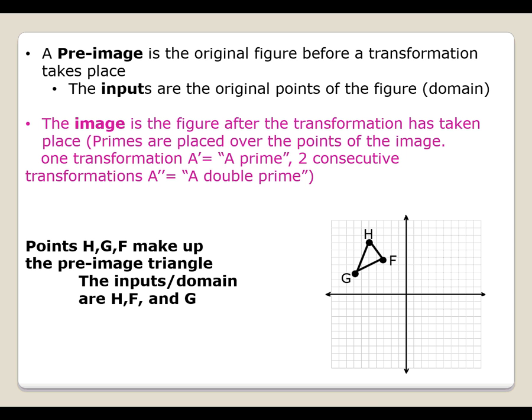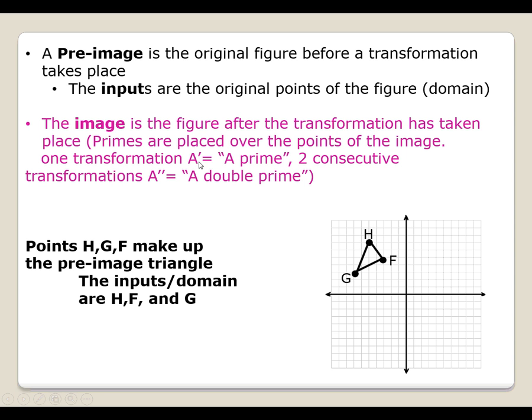After the figure has moved, the final spot where it has landed, that shape is called the image. So this is the figure after the transformation has taken place, and primes are placed over the points of the image. So like points H, G, and F, after it moves, the way you can tell it's the image is by these little prime things. They're actual apostrophes, but you know, mathematicians have to be special. So instead of calling them an apostrophe, we're going to call them a prime.